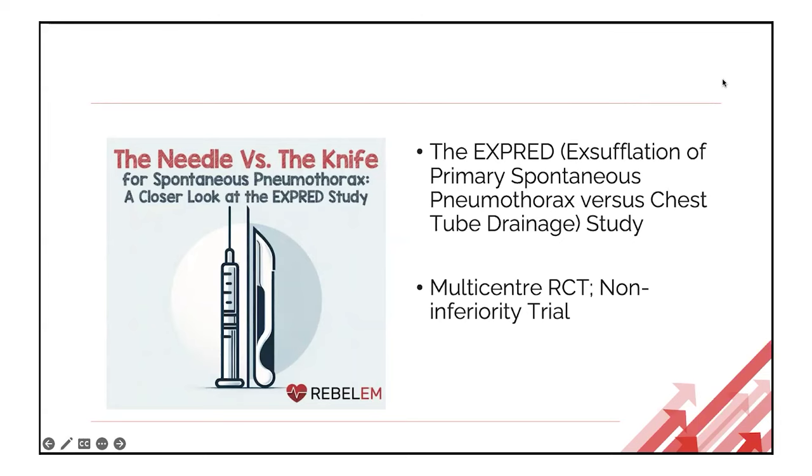So from this trial, doing simple aspiration for spontaneous pneumo was found to be non-inferior to chest tube placement. Even in terms of the failure rate, failure to re-expand, 29% of the aspiration group failed to re-expand and 18% in the chest tube group. And when they did the statistical analysis in terms of a non-inferiority scale, it was found to be not statistically relevant in terms of inferiority. So that also carried forward to 7 days and after 1 year. So the margin of difference was negligible. That's why they said that simple aspiration is non-inferior to chest tube.